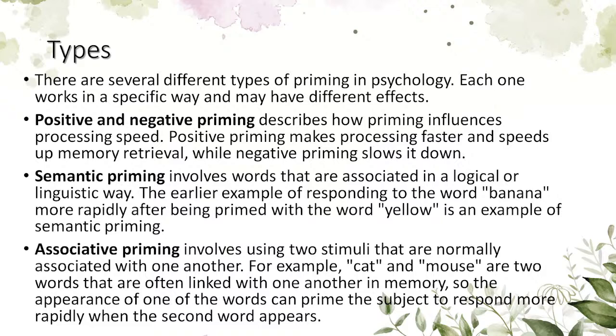Semantic priming involves words that are related in a logical or linguistic way. The early example of responding to the word banana more rapidly after being primed with the word yellow is an example of semantic priming. Associative priming involves using two stimuli that are normally associated with one another. For example, cat and mouse are two words that are often linked with one another in memory, so the appearance of one of the words can prime the subject to respond more rapidly when the second word appears.